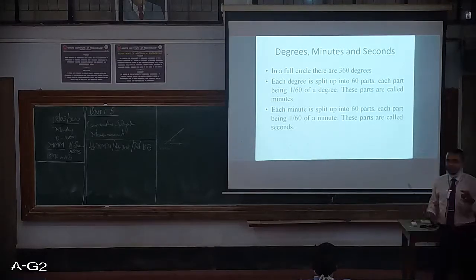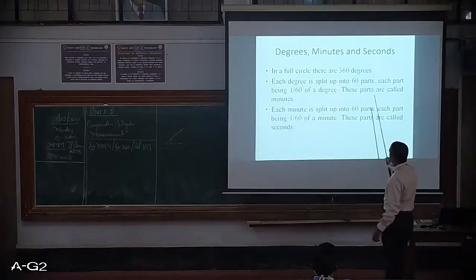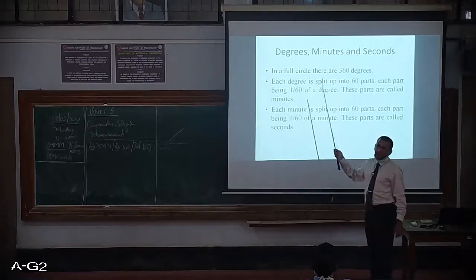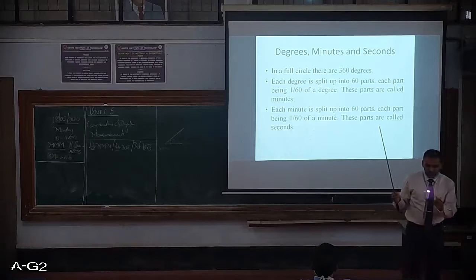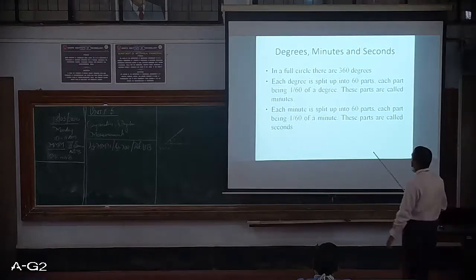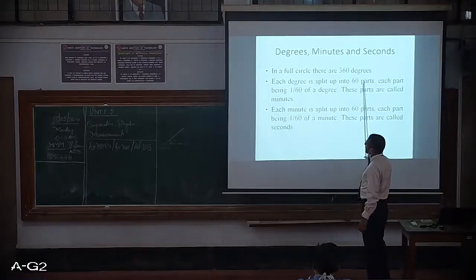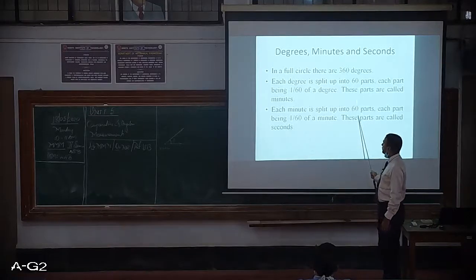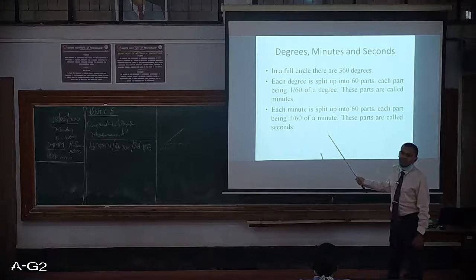So a circle is divided into 360 degrees, and each graduation is called a degree, and each degree can be further split into 60 parts, and these 60 parts can be further divided into another 60 parts, called minutes and seconds.